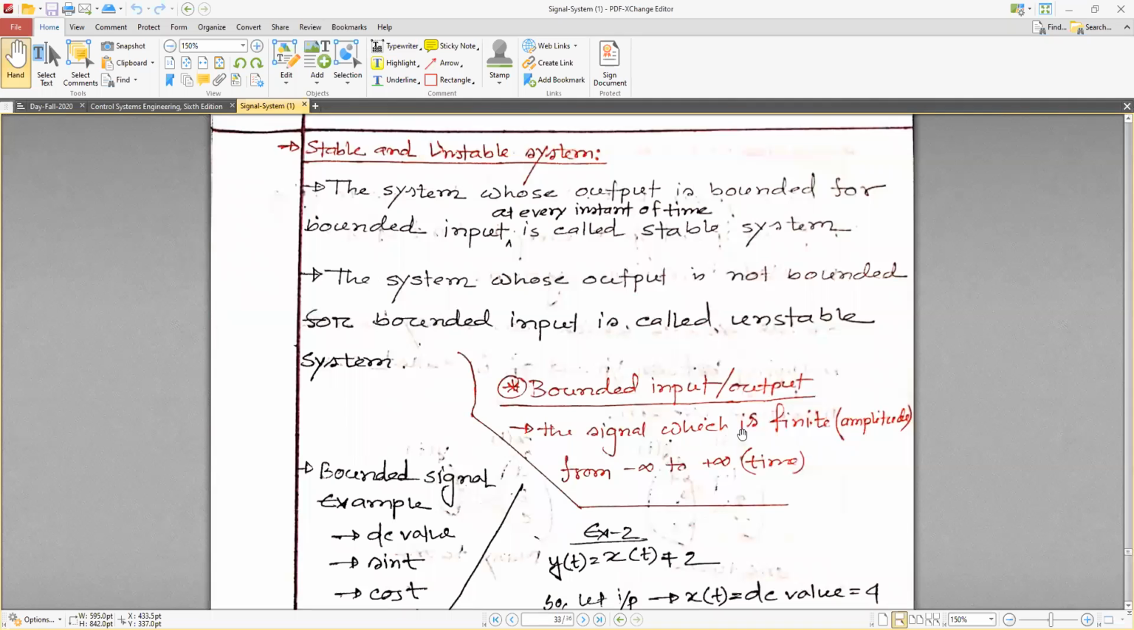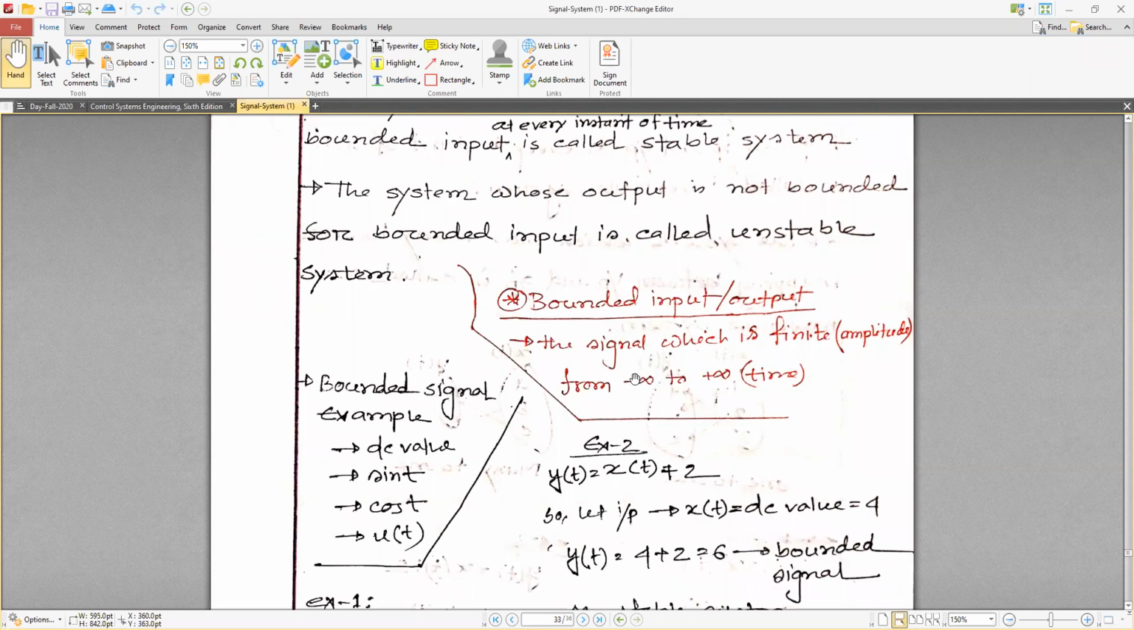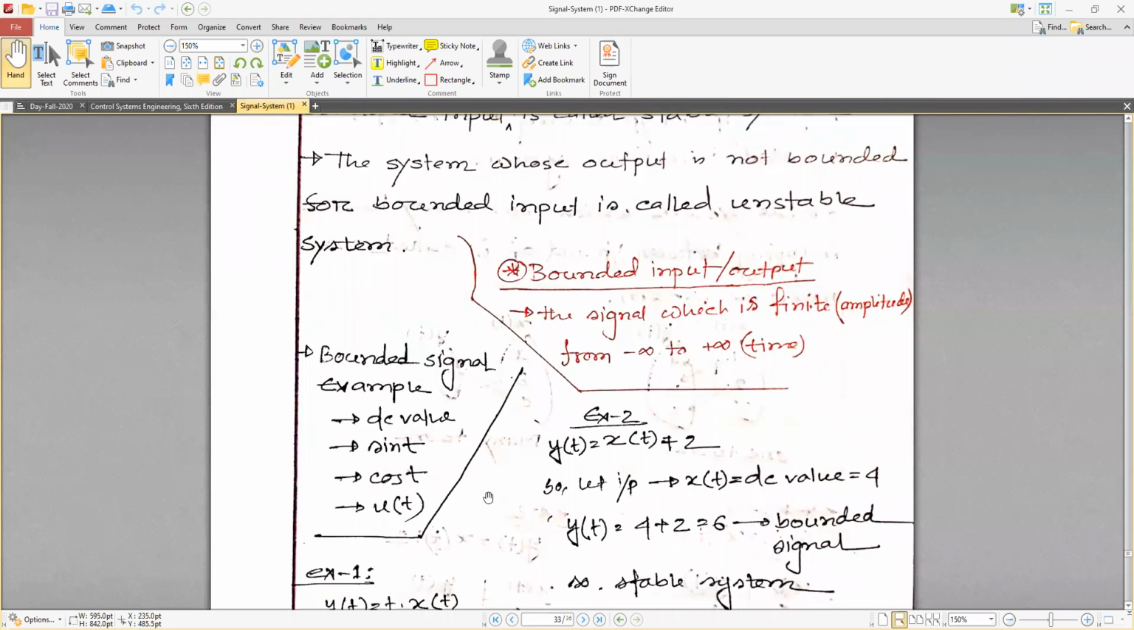Another thing is stable and unstable systems. A system whose output is bounded for a bounded input at every instant of time is called a stable system. A system whose output is not bounded for a bounded input is called an unstable system. Bounded input and output: a bounded signal is one which is finite from minus infinity to infinity time. This is an example of a bounded signal.